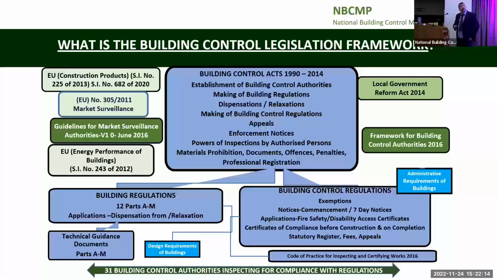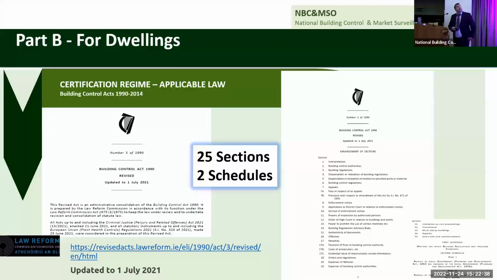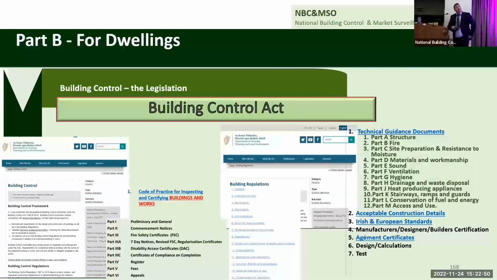So this is how the Building Control Acts, the Local Government Act, the Building Control Regulations, the Building Regulations, Technical Guidance Documents, Code of Practice, and the 31 Building Control Authorities all fit together. And then you have the European Construction Product Regulations, the Market Surveillance guidance, and the EU Energy Performance of Buildings. So there's 25 sections and 2 schedules, and you should all be familiar with this if you're building houses or building anything. So the Building Control Act and how they go together as well, and the Code of Practice for Inspecting and Certifying Buildings and Works.